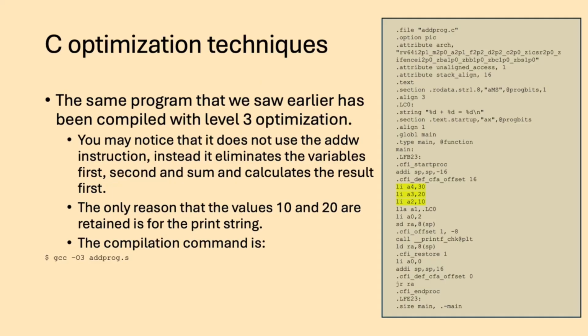The assembly code for the add program listing is smaller than the code generated with default optimization. Here with optimization level 3, the compiler pre-calculates the addition. Since the values of the variables first and second are constant and do not change, it eliminates the addw instruction. In addition to the change, the stack handling has been reduced.